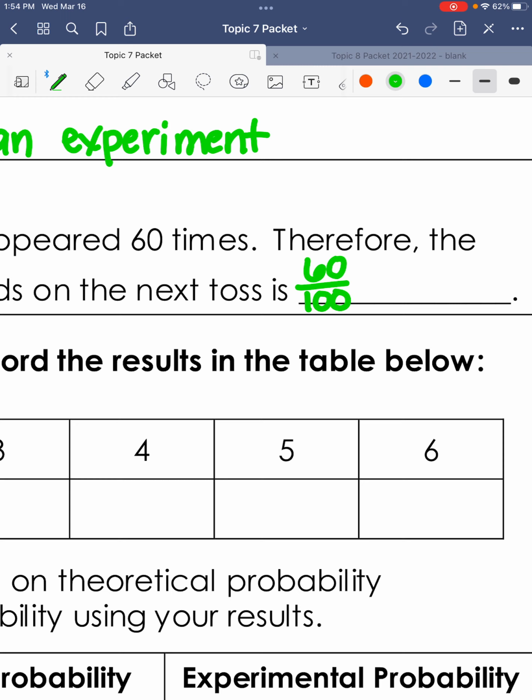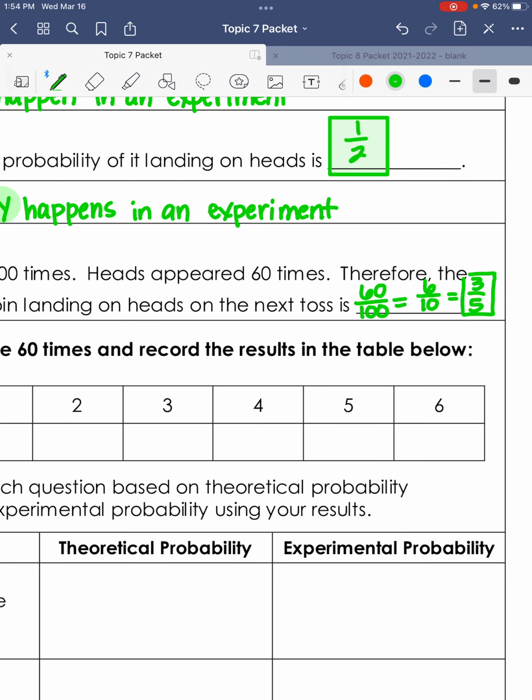I can start first by just taking those zeros off. So I get 6 out of 10, and I can still reduce that fraction. 2 goes into both of those numbers. So 6 divided by 2 is 3. And 10 divided by 2 is 5. I can't reduce that any further, so the probability of the next toss landing on heads is 3/5.